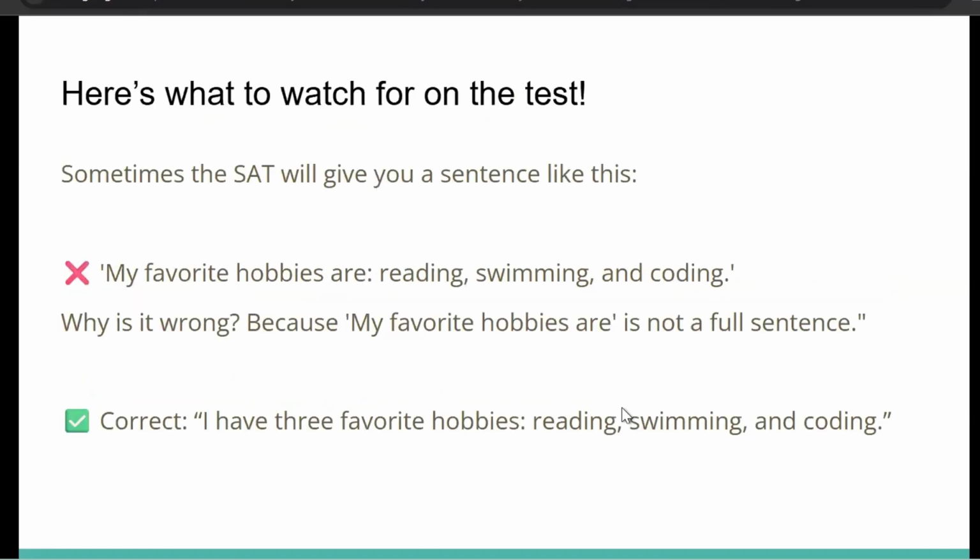Here is what to watch for on the test. Sometimes the SAT will give you a sentence like this: "My favorite hobbies are: reading, swimming, and coding." Why is it wrong? Because "my favorite hobbies are" is not a full sentence. The correct version would be: "I have 3 favorite hobbies: reading, swimming, and coding."